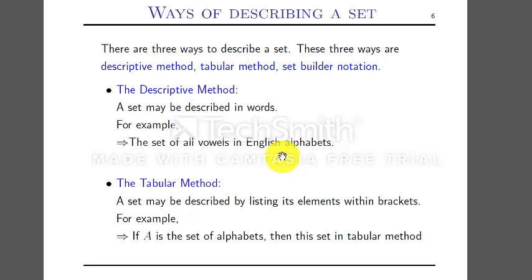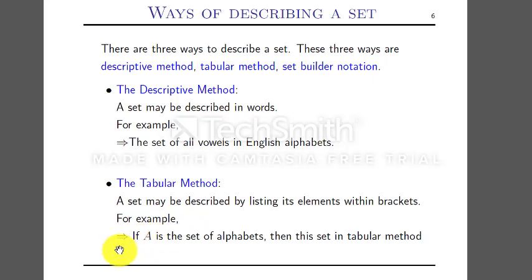If we describe a set in terms of words, this is the descriptive method. If we write "the set of natural numbers", that is the descriptive method. The second method is the tabular method. A set may be described by listing its elements within brackets. For example, in order to describe the class of BA Zoology morning semester 4, in the curly brackets we can write all the names of students present in the class. This will be the tabular method, where we list the elements of the set within the brackets.